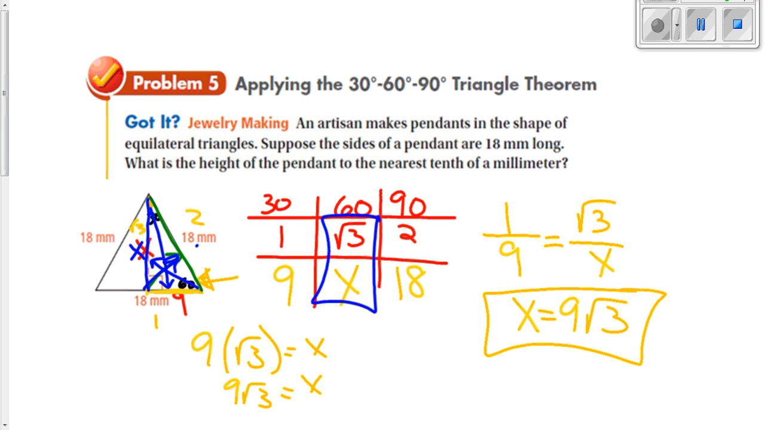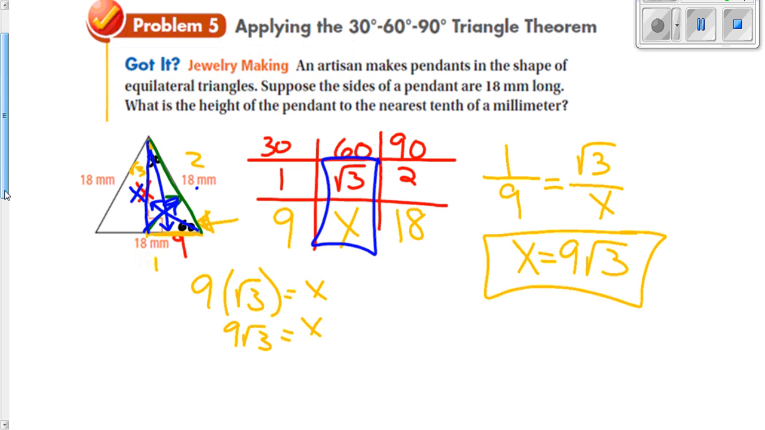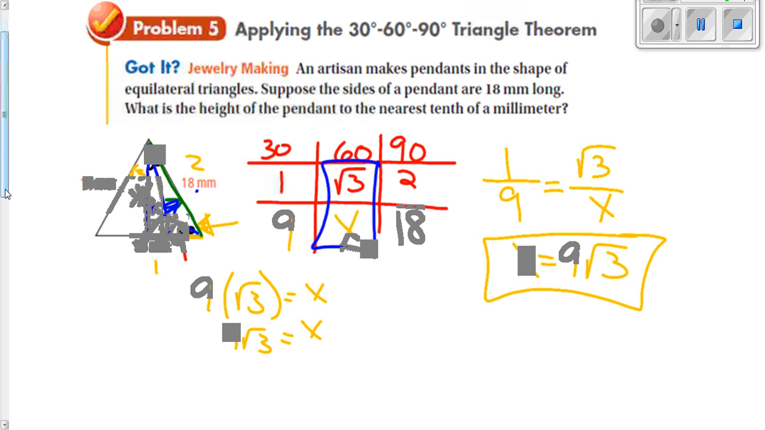If you thought about it just by looking at it, you were finding the side across from the 60-degree angle. The side across from the 60-degree angle is the shortest side times radical 3. As long as you know the shortest side, it's easier. It's a little trickier when you're trying to find that. But my shortest side is 9, so it's just going to be 9 times radical 3 in my answer. So some of you can just think about the pattern and jump right to there. Some of you will need to set up the proportion, and that's okay.